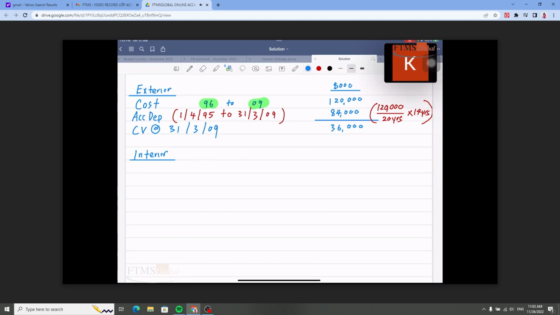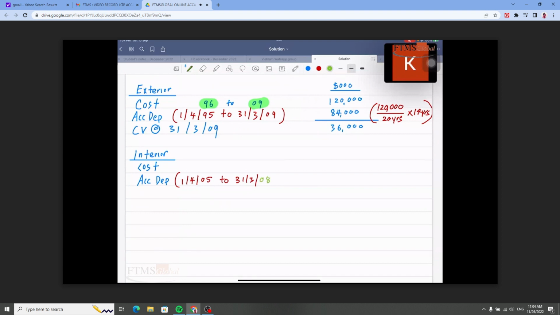Our year end is 31st March 09. So opening balance must be 31st March 08, right? Okay, nothing special. Cost. Then accumulated depreciation. Okay, same thing. When do you buy the interior? Interior I bought on 1st April 05. Okay, so opening balance 31st March 08.